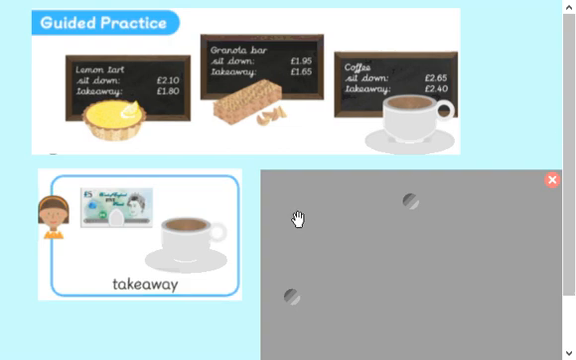Okay, guided practice here, we've got something slightly different. This young lady has gone into the shop. She's buying a coffee to take away, and she's paying with a £5 note. What change would she get?